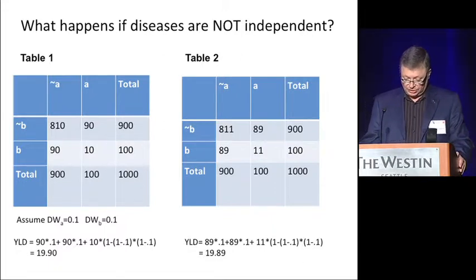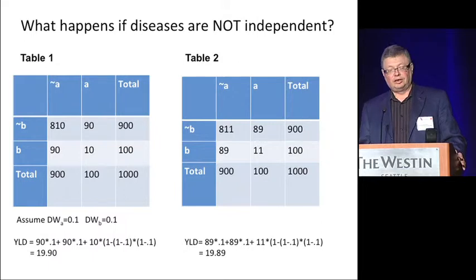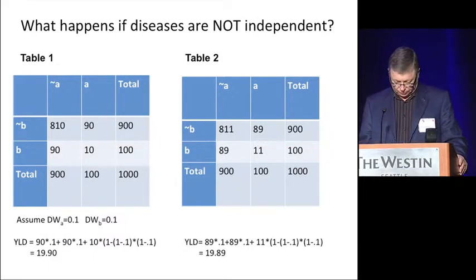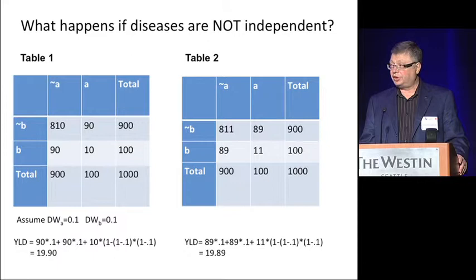Therefore, the total YLD in this population is 19.9, which is the sum of the different disabilities in each cell, of course assuming that there's no disability associated with no disease at all. Note that simply adding YLDs of the two diseases would have given us a total of 20 YLDs.